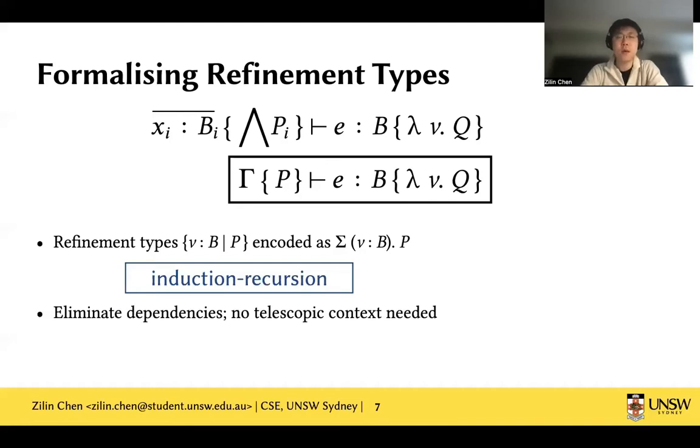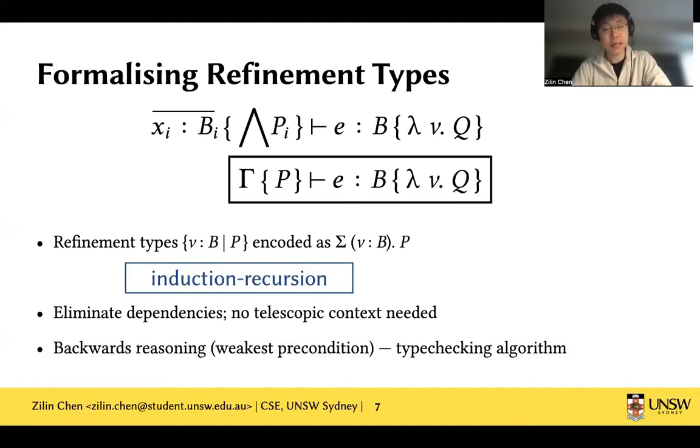The benefit of this Hoare style formulation is that it eliminates dependencies between types and terms, and it doesn't require the telescopic typing context. So the formalization is much easier to work with. Also, what we get from Hoare Logic is its backwards reasoning mechanism, which is the weakest precondition predicate transformer. What it tells us is that we can get a very straightforward type checking algorithm running backwards.